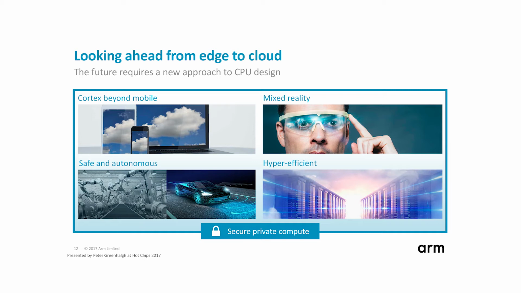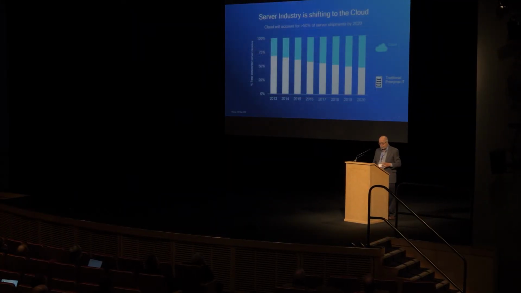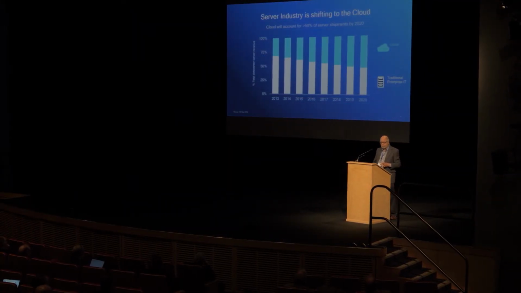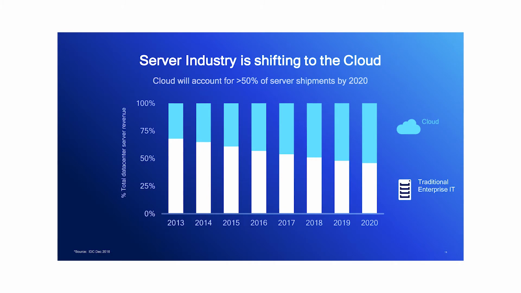But I like this statement from Peter at ARM, which says, the future requires a new approach to CPU design. And he's absolutely right. So what's happening now? The server industry is moving more and more to the cloud. Public clouds, with Amazon Web Services, Google, and Microsoft, are becoming quite popular. And by 2020, more than 50% of the server processors that are shipped will go into the cloud. So what do we do to meet the needs of the cloud?